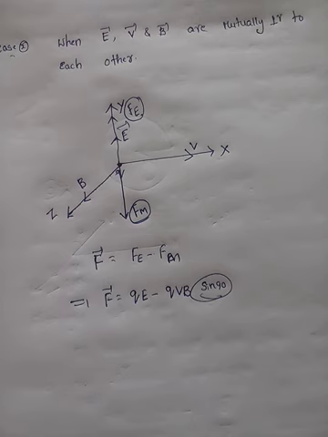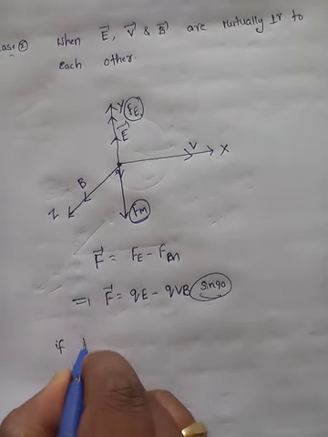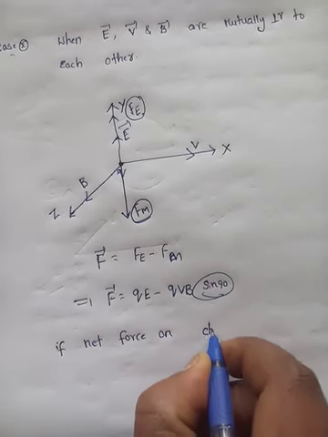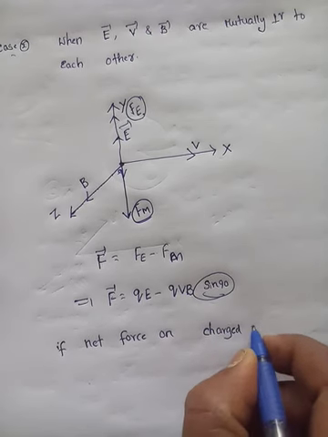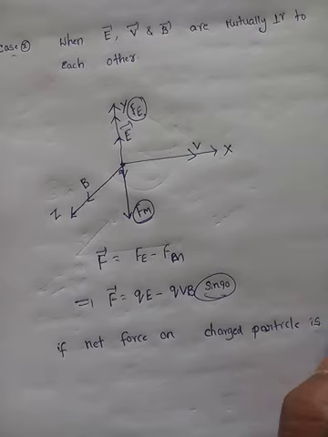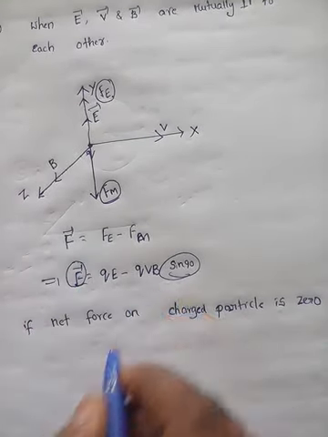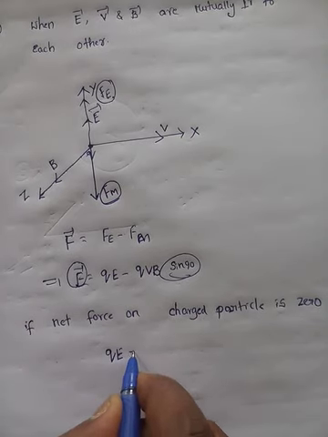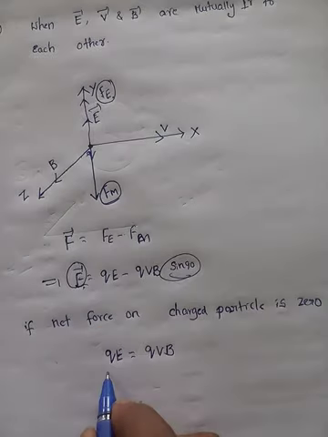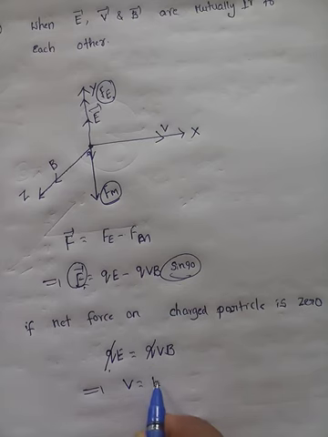If the net force on the charged particle is 0, then what happens? Equate it to 0: Qe is equal to Qvb, because Qe minus Qvb is equal to 0. Q cancels, so V is equal to E by B.